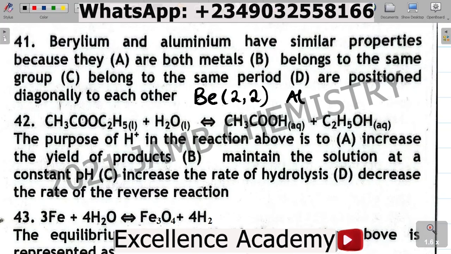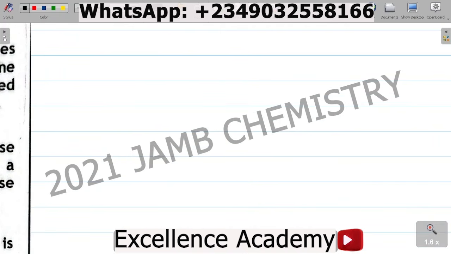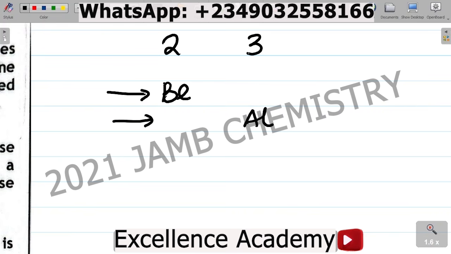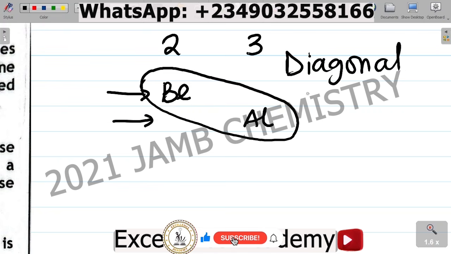Also, aluminium with symbol Al is in group 3 and period 3 of the periodic table. And hence, in your periodic table, if you check under group 2 and group 3, you have beryllium here, right? Group 2 and the second row. Also, you have aluminium here, which is group 3 and period 3, that's the third row. Looking at this, you observe that they form something called a diagonal relationship.